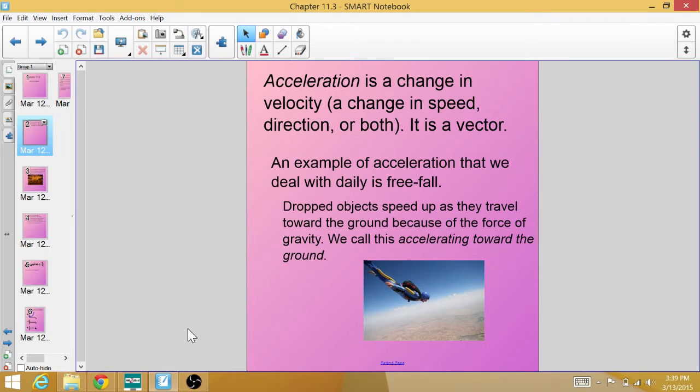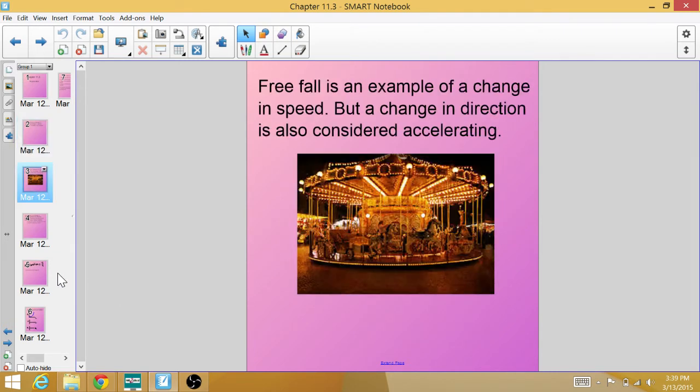But acceleration isn't just speeding up. It could also be slowing down or changing direction. So free fall is an example of a change in speed. But a change in direction is also considered accelerating.